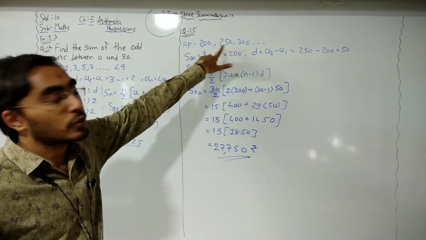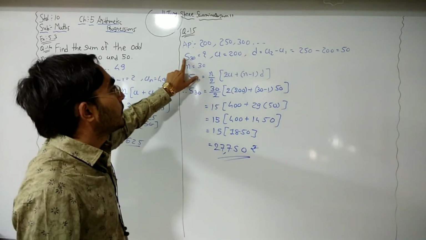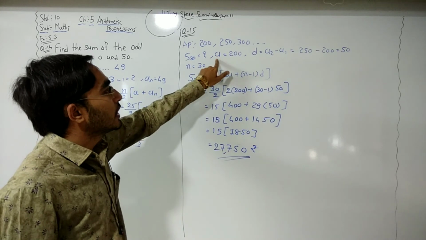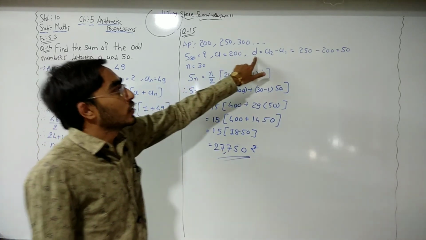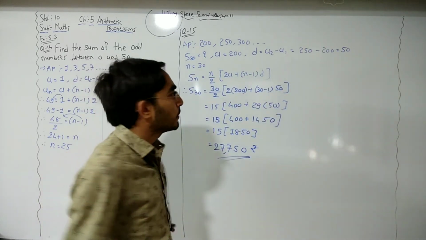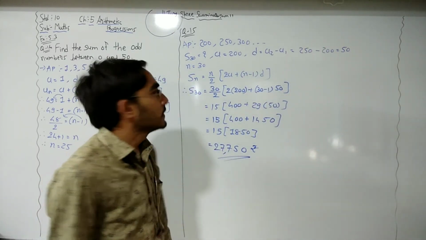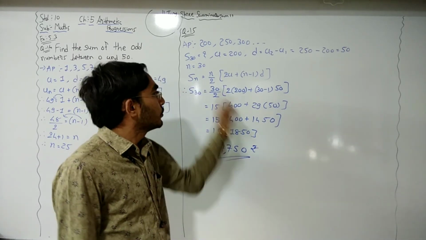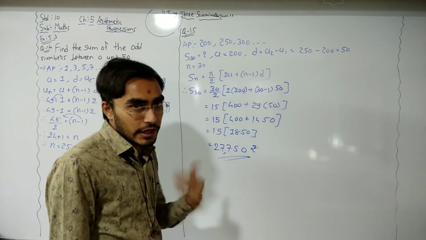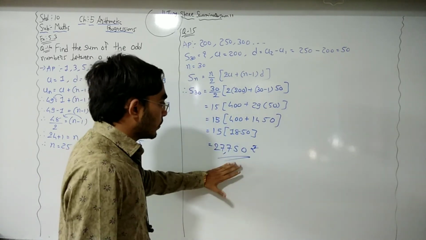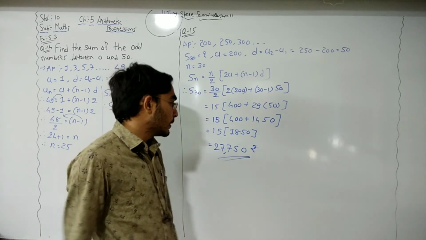So first of all we need to write the AP. First pay 200, then 250, 300. Likewise, we need to find S30. That means the addition of 30 terms. Right. Then first term a is equal to 200. Common difference d is the second term minus the first term, 250 minus 200, it is 50. The value of n, total number of terms, is 30. Find the value of S30 by using the formula n by 2 in bracket 2a plus (n minus 1)d. So at last we get this value, 27,750 rupees.